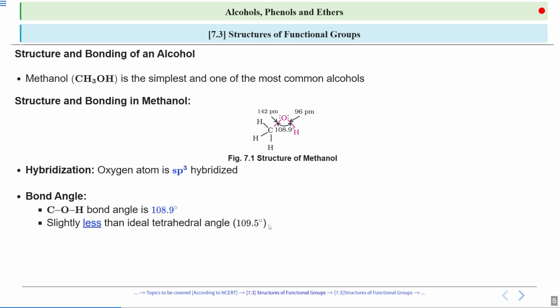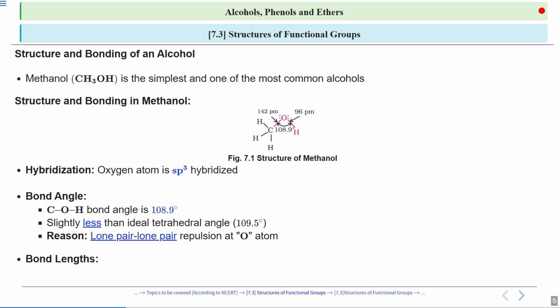Why is it so? The reason behind this slight decrease in the bond angle in methanol is lone pair repulsion at the oxygen atom. On the oxygen atom we have 2 lone pairs present, and there is lone pair repulsion between these 2 lone pairs. So lone pair repulsion is greater than the bond pair repulsion, and this is the reason which causes a slightly lesser bond angle of COH compared to the ideal tetrahedral angle, which is 109.5 degrees.